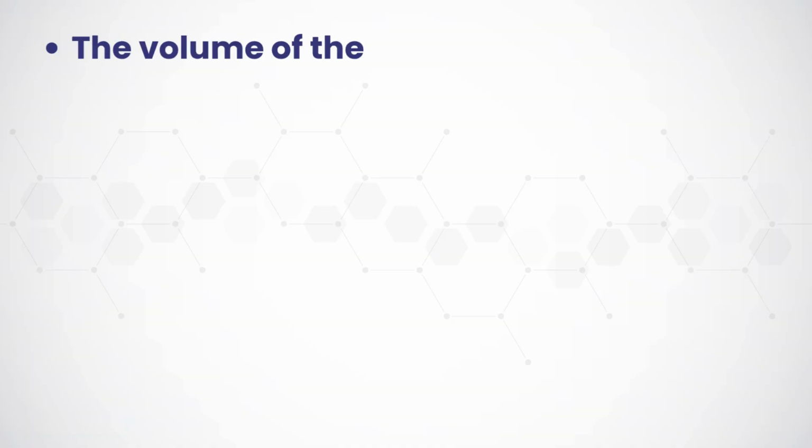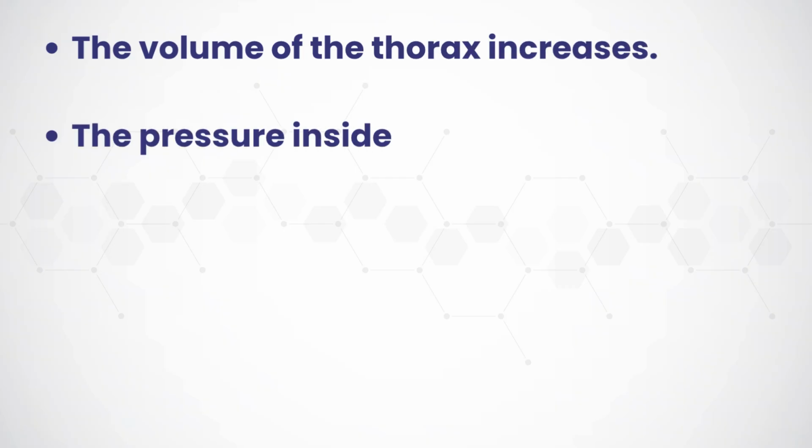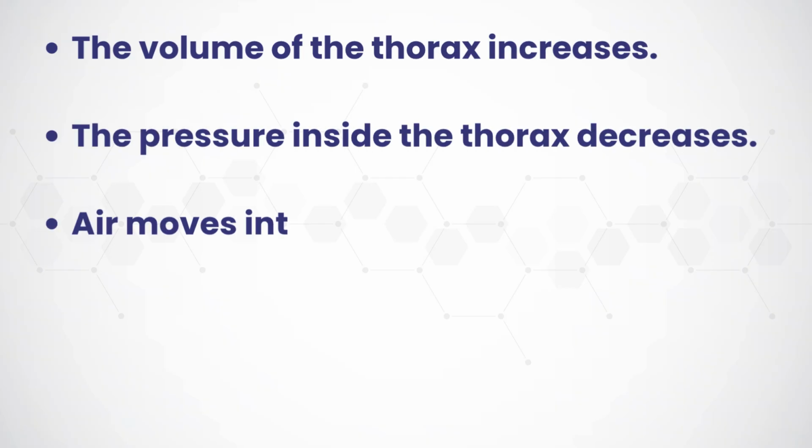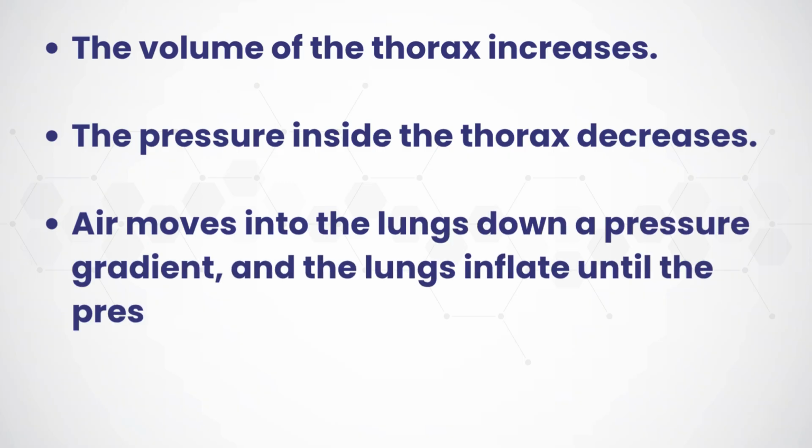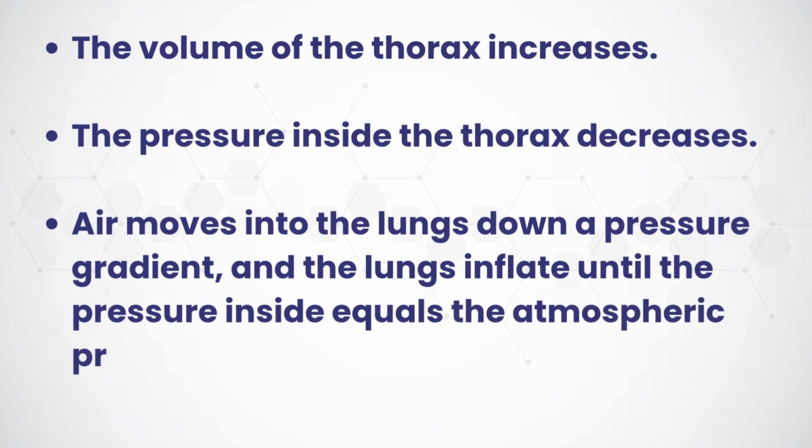The volume of the thorax increases. The pressure inside the thorax decreases. Air moves into the lungs down a pressure gradient, and the lungs inflate until the pressure inside equals the atmospheric pressure.